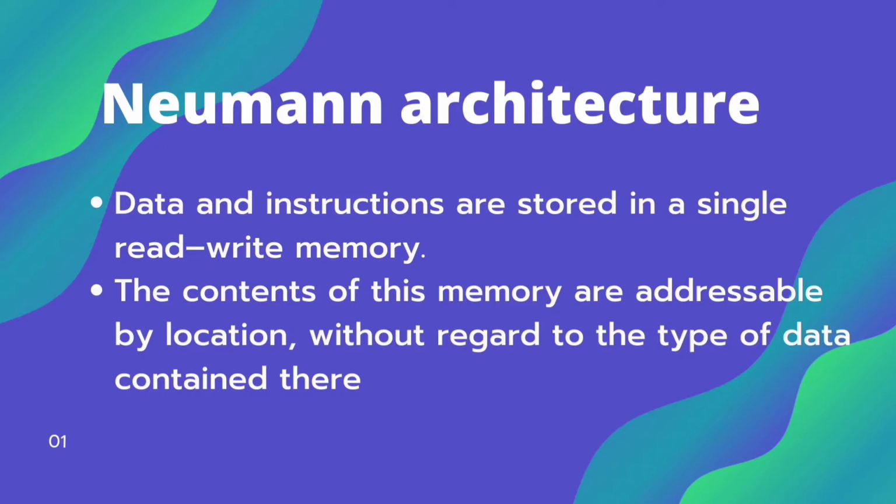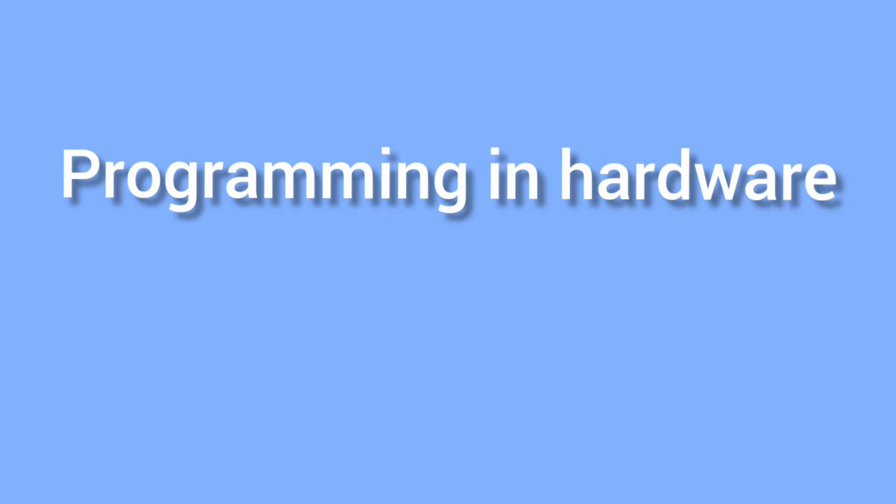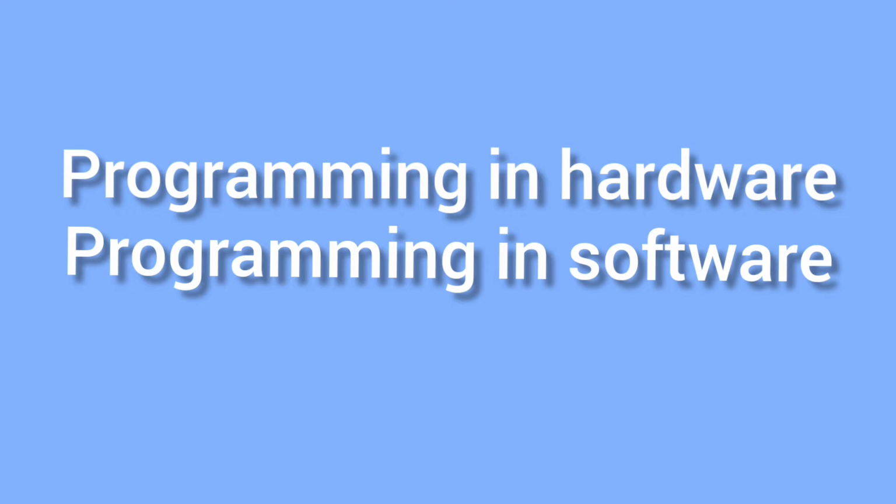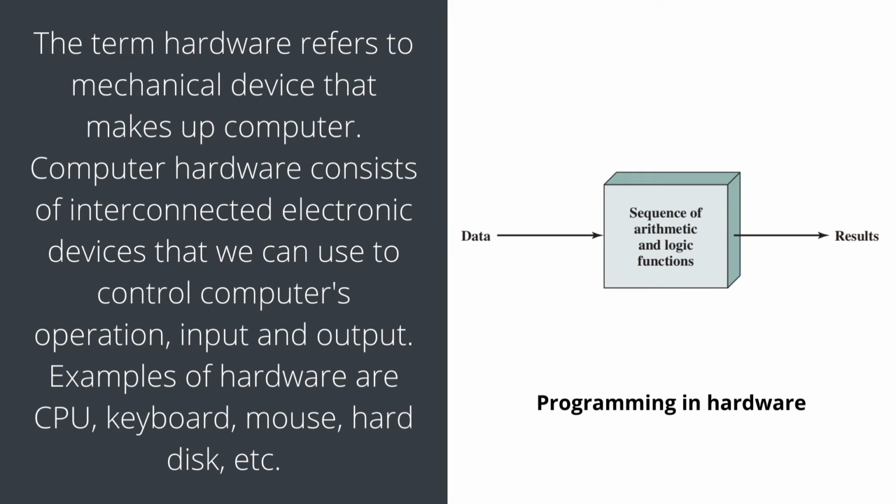Here you can see there are two parts: data and instructions are stored in a single read-write memory, and the contents of this memory are addressable by location without regard to the type of data contained there. We can divide computer components into two parts: programming in hardware, programming in software. Let's talk about computer hardware.